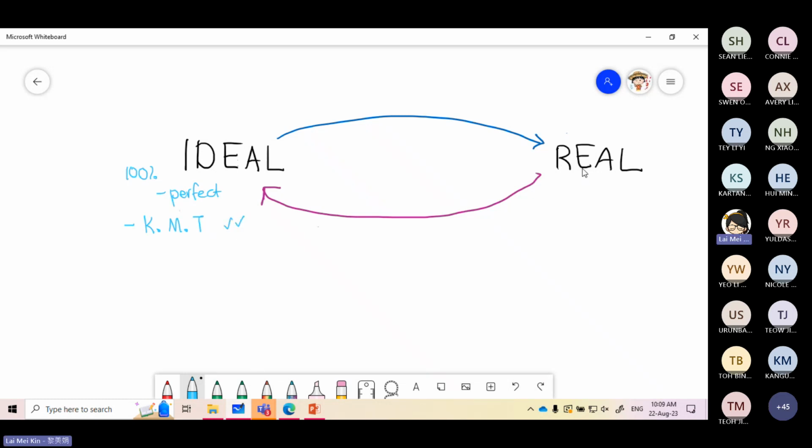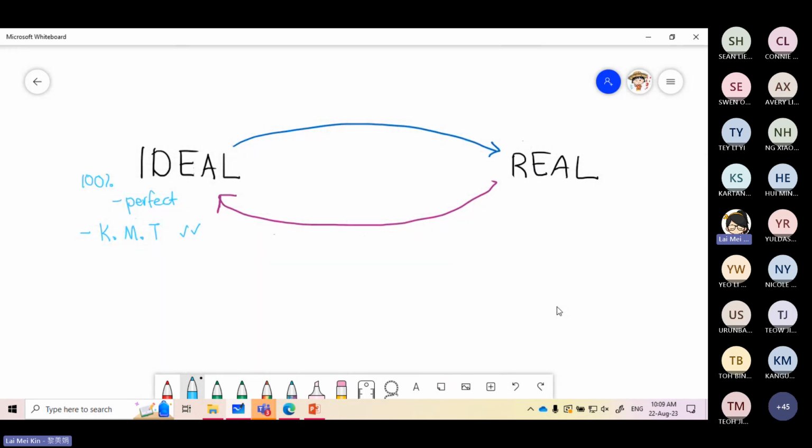Another one is real gas. What is real gas? We know something called expectation versus reality.